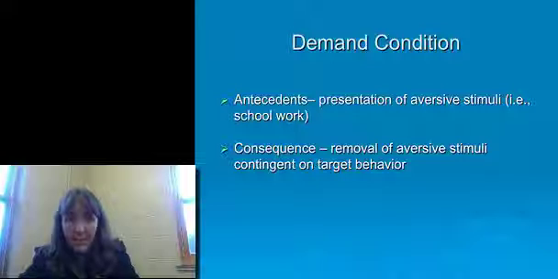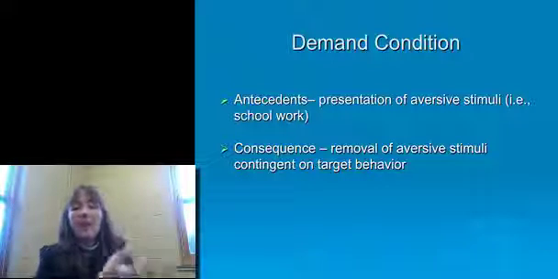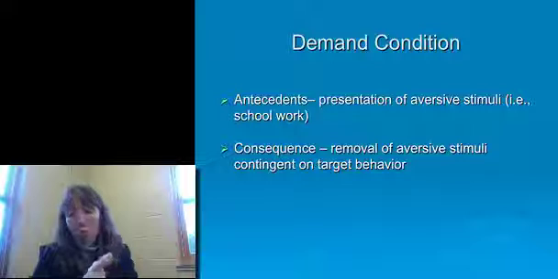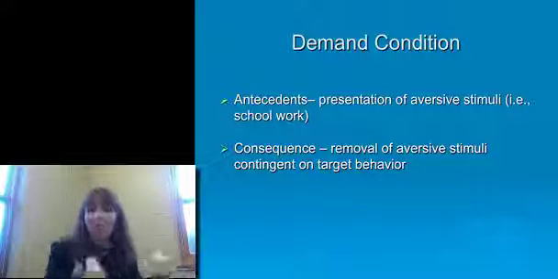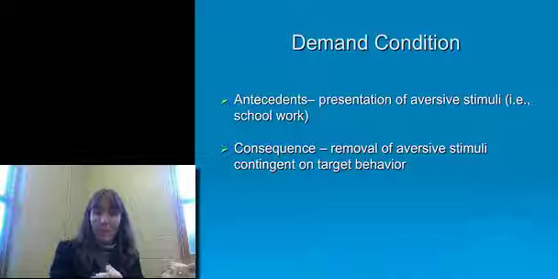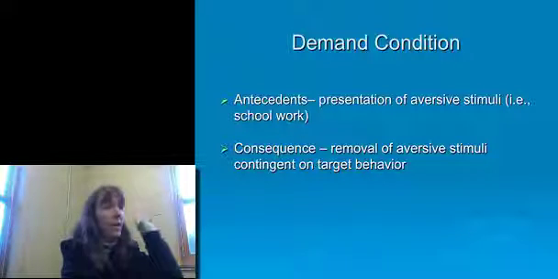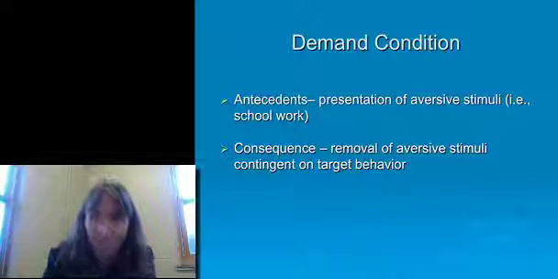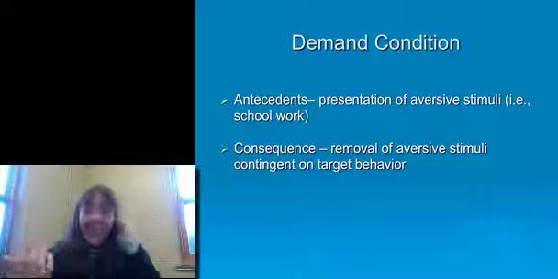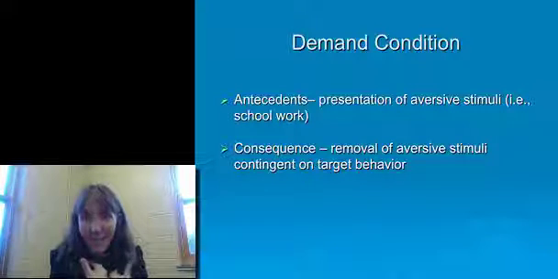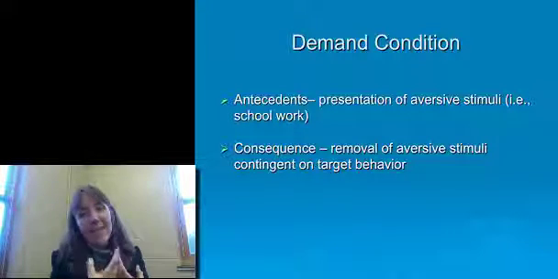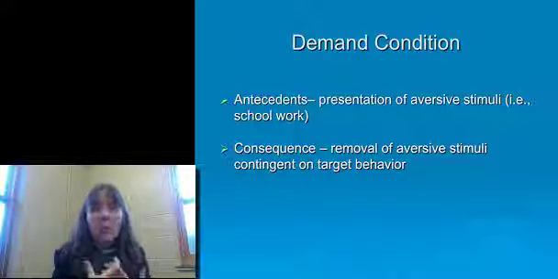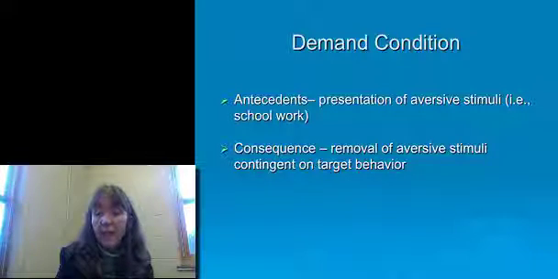In the demand condition, at an antecedent level, we present instructional demands, and as a consequence, we remove those instructional demands contingent on the behavior. So we say it's time to do math, and they hit us, and we say, oh, you don't want to do math right now? Okay. Again, you're probably reacting saying, what? Especially because as a clinician, you're thinking, I won't do that because I have a hypothesis here. But this is an assessment. This is not a treatment. We are trying to figure out what the maintaining factors are, and we're manipulating antecedents and consequences to drill that down and to get to the exact function.